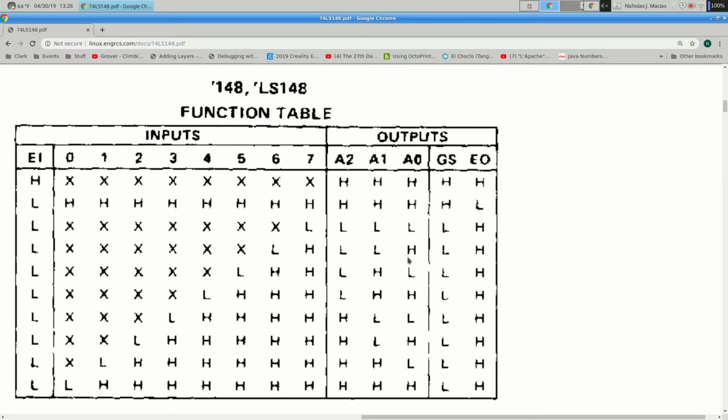Okay, let's make some sense out of this. So it's got 8 inputs, it's got 3 outputs. We're going to ignore this EI on the left, we're going to ignore GS and EO on the right. I'm just looking at inputs 0 through 7 and outputs A2, A1, A0. And I'm going to draw a picture.